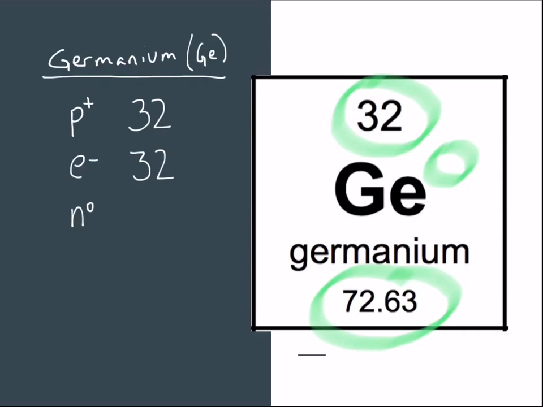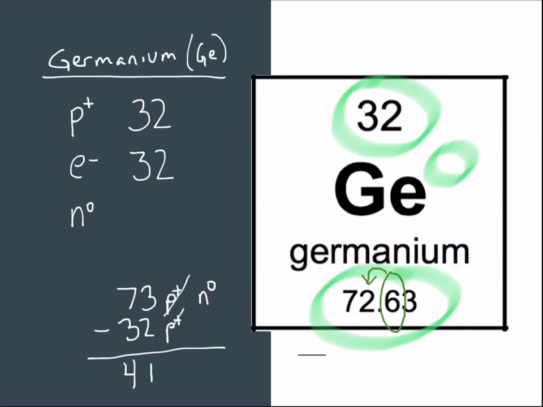Let's figure out that mass number. We might have to round up or down. Look at the number in the tenths place. In this case it's a 6. If that number is 5, 6, 7, 8, or 9, then we round up. There are 73 protons and neutrons. And if we know that there are 32 protons, we can subtract the 32 to figure out the number of neutrons. In this case, there are 41 neutrons.